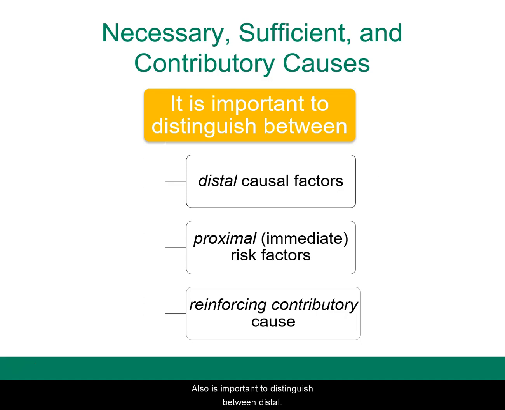Also, it is important to distinguish between distal and proximal causal factors. Causal factors occurring relatively early in life may not show their effects for many years, and so these would be considered distal risk factors. These are things that happened in early childhood that don't affect the individual until later. Again, a perfect example would be that parenting style.